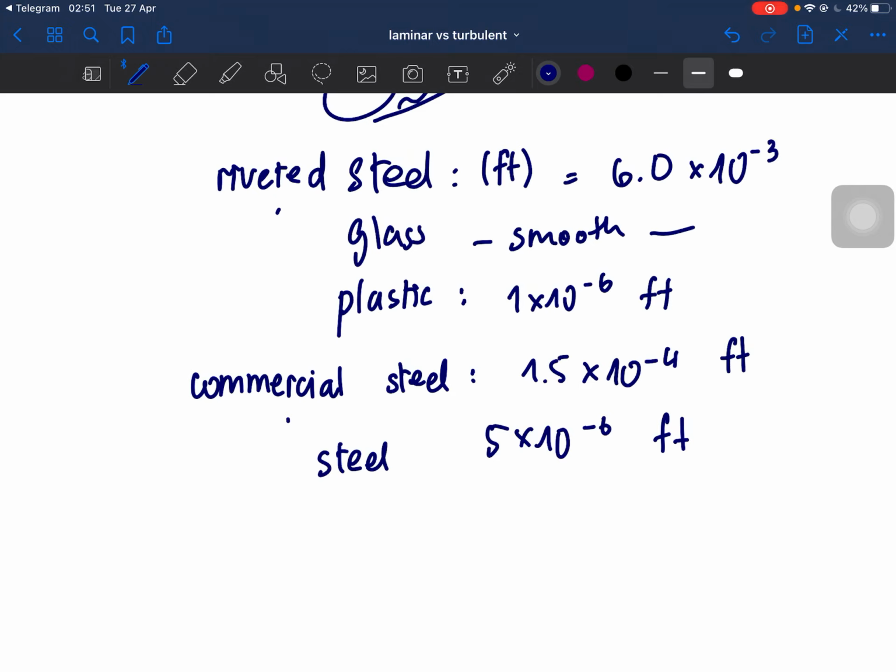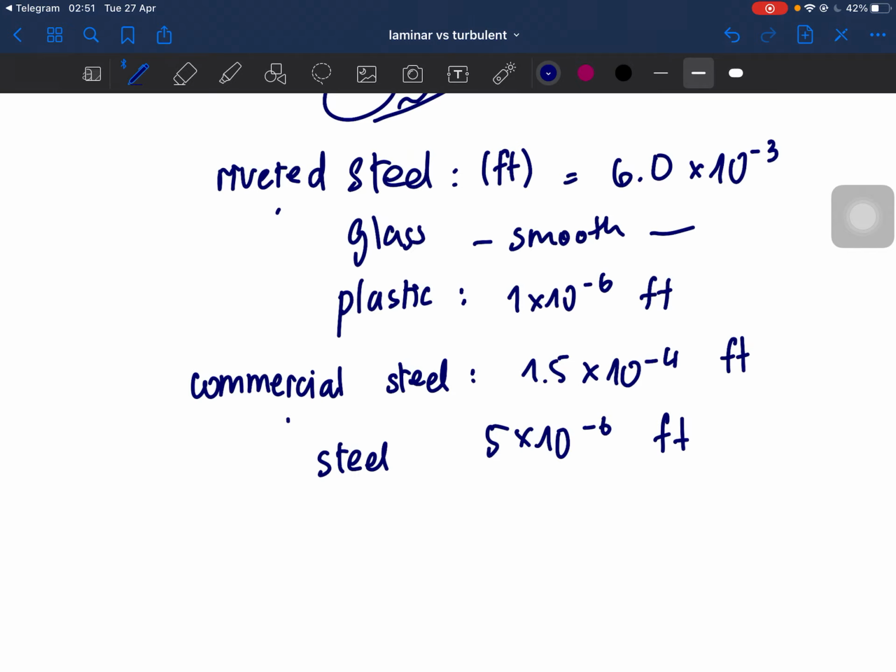So now the roughness is actually a very small value, but still we need to consider it. And we also have the cement, the concrete type of pipe that we use for the sewer system, but now we're using the normal one here.